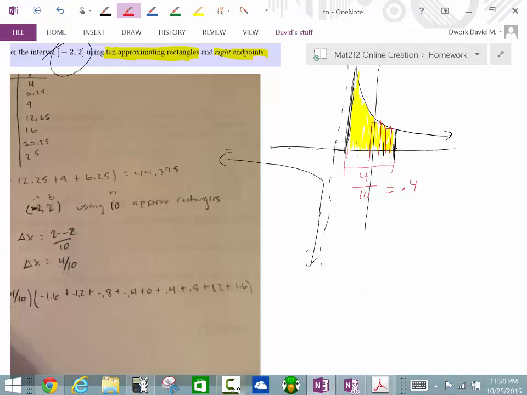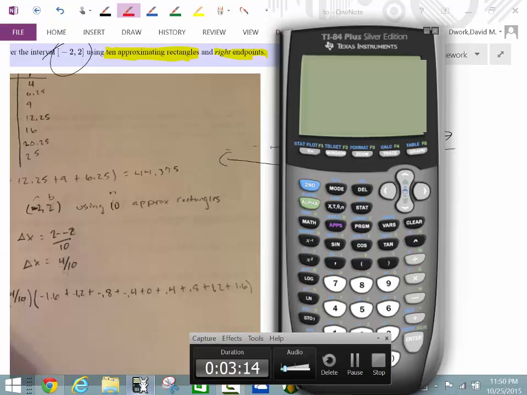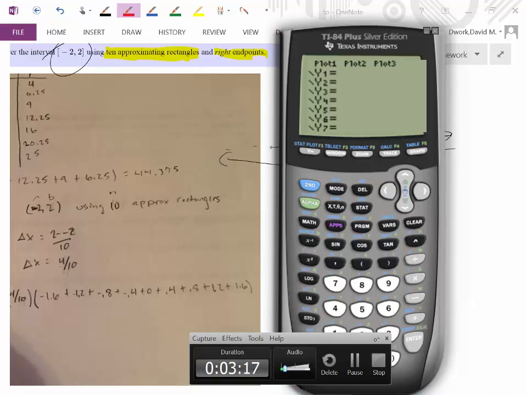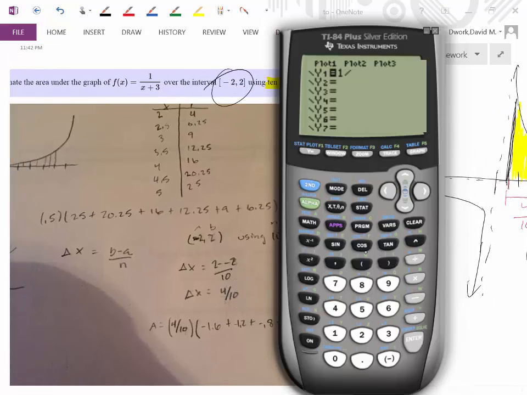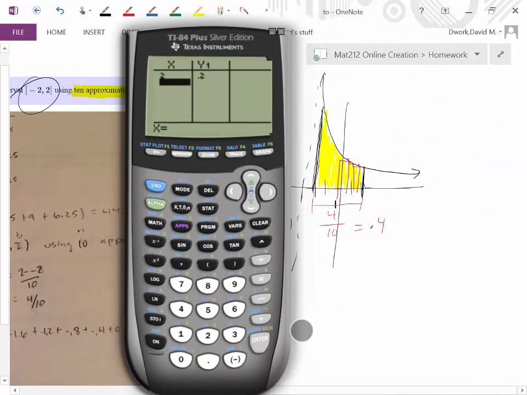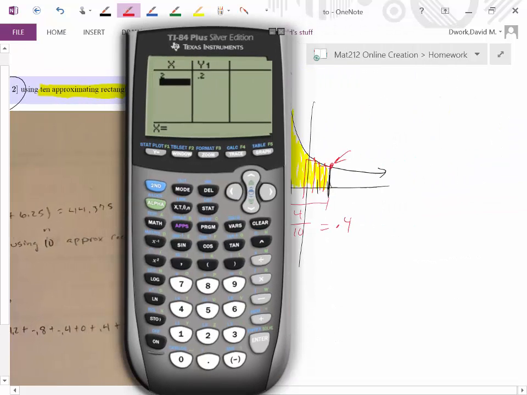So I'm going to use my calculator to help me out on this. Whoops, that's not my calculator. There it is. The first thing I'm going to do is type in my graph, which is 1 divided by x plus 3. Now if I go to my table, it's going to spit out values for me. When I plug in 2, I get out 0.2. So this point right here is (2, 0.2). For the area of that rectangle, the width is 0.4 and the height is the y value of 0.2.